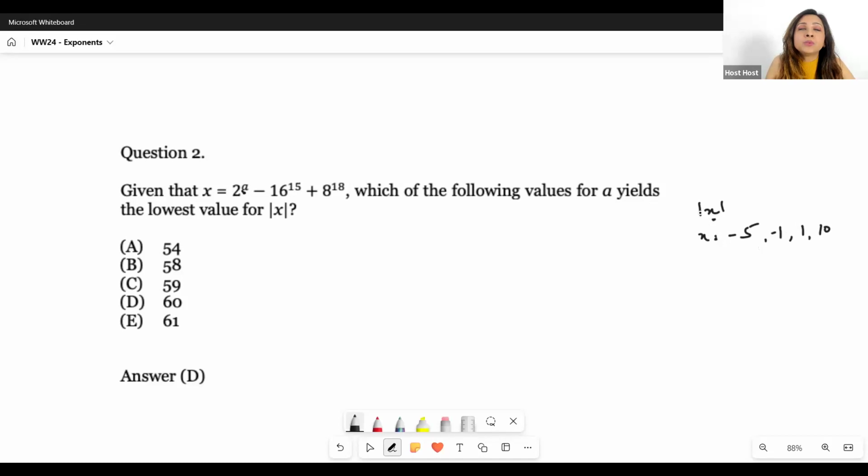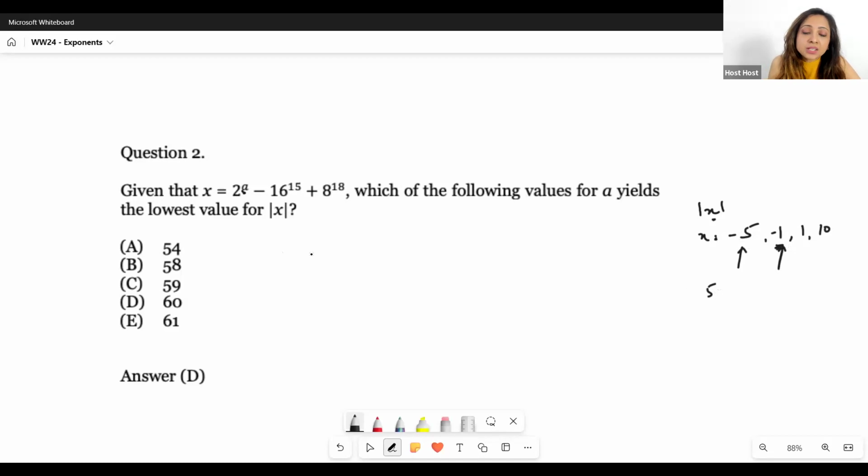What will give you the minimum? What will be the minimum value of x? Minimum value of x will be -5. But what will be the minimum value of mod x, of absolute value of x? That is going to be 1. Because mod of -5 is going to be 5, and mod of -1 is going to be 1. So, of course, 1 will be smaller. So, we need to find the minimum value of mod x. Mod x is basically the distance, the minimum value of the distance.